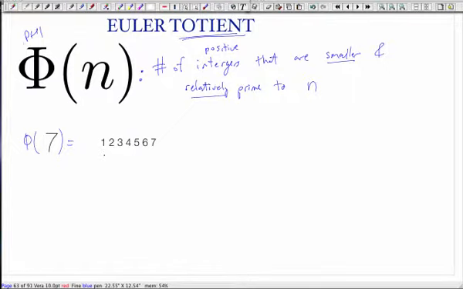Is 1 relatively prime to 7? Yes, because GCD of 7 and 1 is 1. So in fact, 1 is relatively prime. So is 2. What about 3? Okay, good. You'll see that, of course, in this case, since 7 is prime, the totient function of any prime number is going to be p minus 1. Right? Because every number that's smaller is going to be relatively prime. That's the definition of a prime number. How does it work when it's not a prime number?